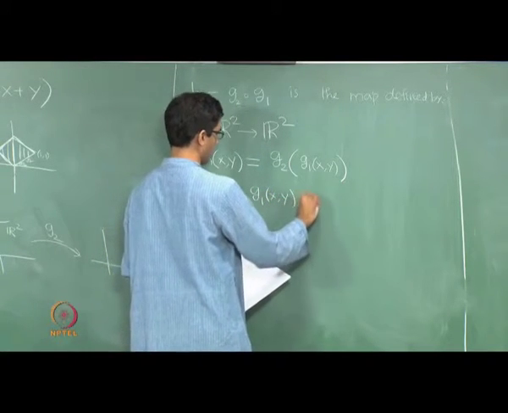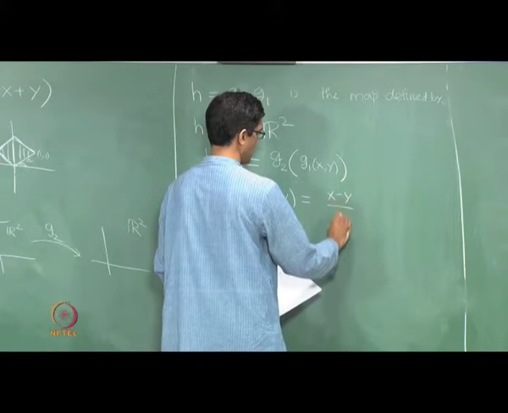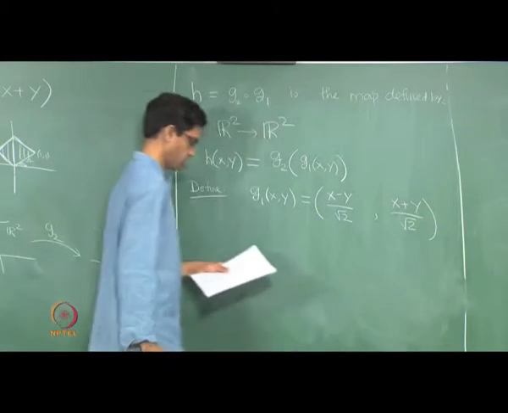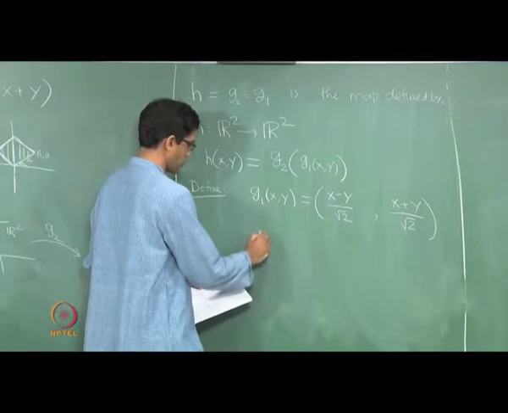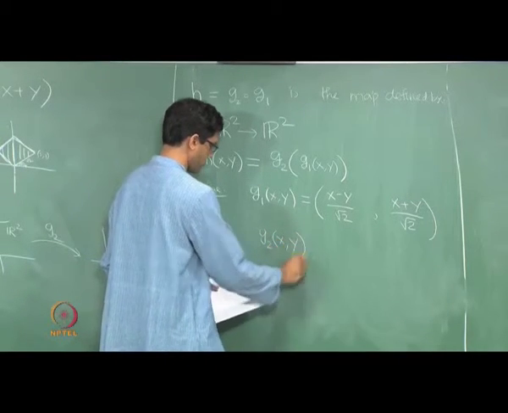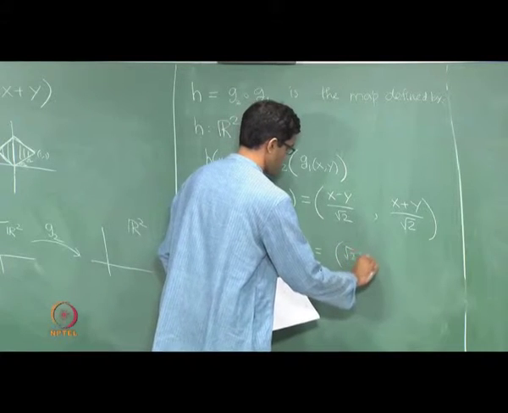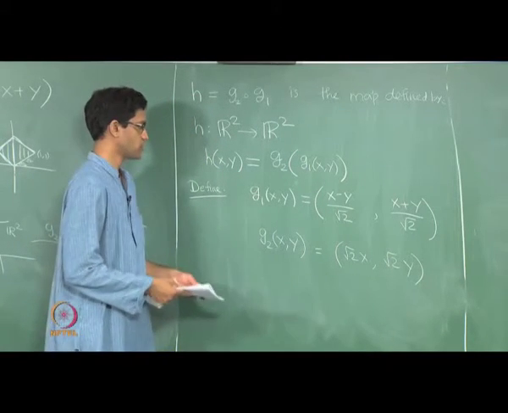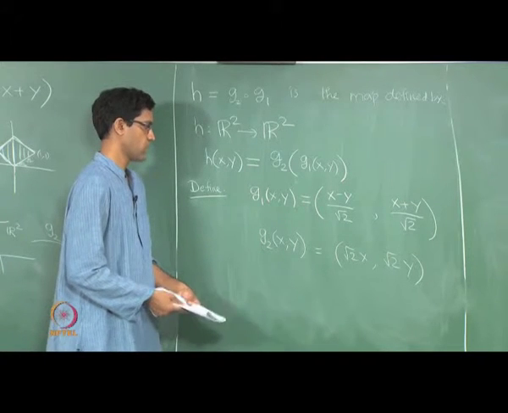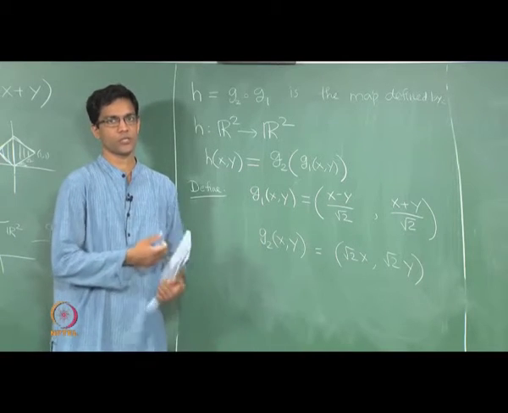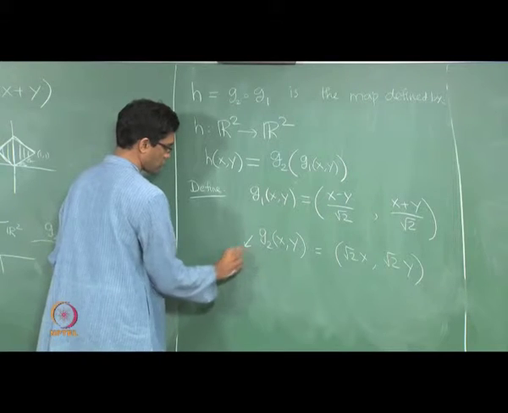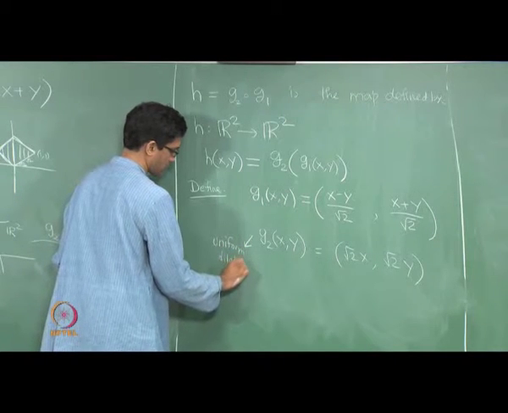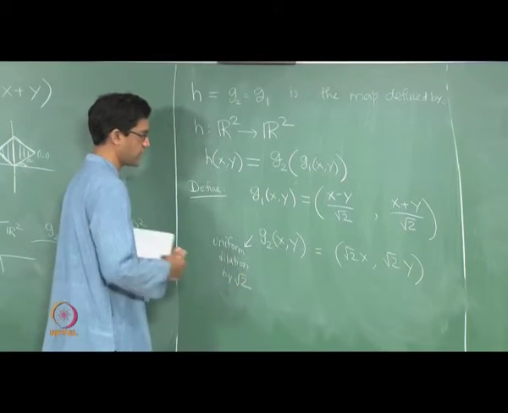Let me define g1 to be the following map: x minus y divided by square root 2 comma x plus y divided by square root 2. And g2 of xy I define to be just square root 2 x comma square root 2 y. Okay, so I am taking two particular examples of g1 and g2, one given by the first formula, the second by the second formula. So, observe that g2 is something that we have already looked at, it is just the uniform dilation by a factor of square root 2. So, everything gets expanded by square root 2.